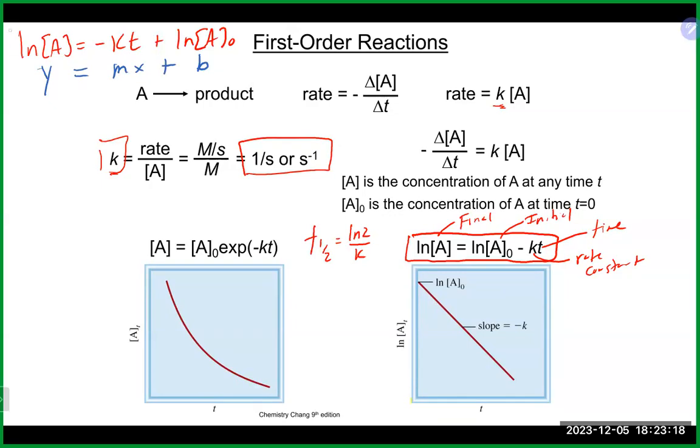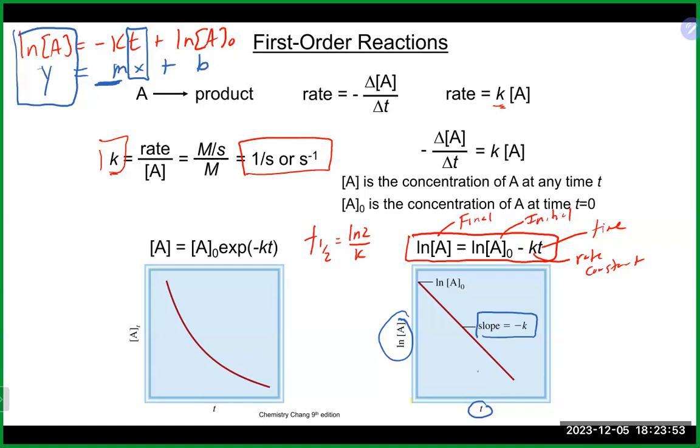And on the y, as you can see here, you would graph the natural log of A. And on the x here, you would graph time. And that should give you a linear relationship. And as you can see here, the slope of that line will equal the negative of the rate constant. That line drawn there is a straight line, and it has a negative slope.